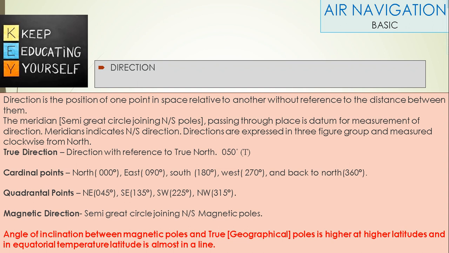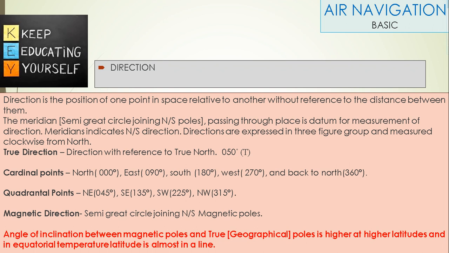Direction. It is the position of one point in space relative to another without reference to the distance between them. Meridians are semi-great circles joining the north and south poles. The meridian passing through a place is the datum for measurement of direction. Meridians indicate north-south direction. Directions are expressed in a three-figure group and measured clockwise from north.